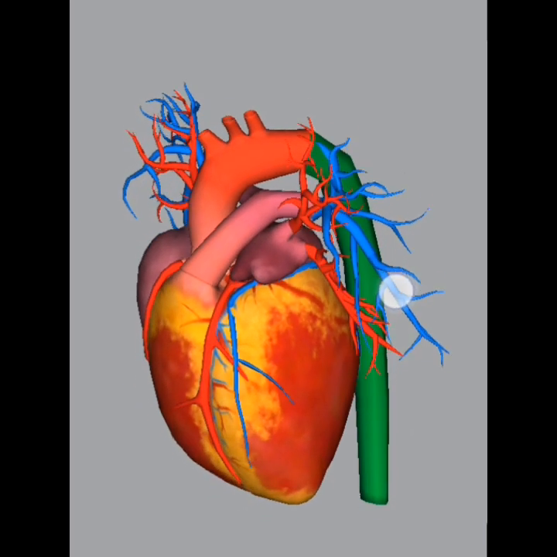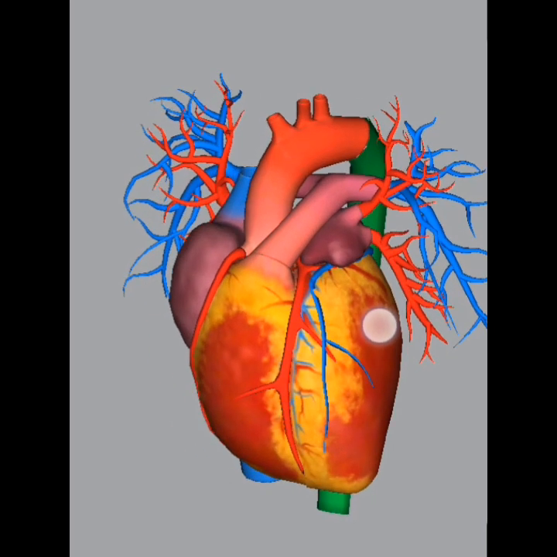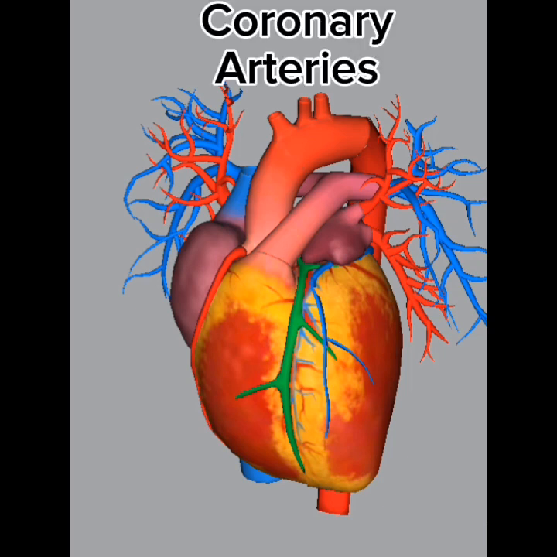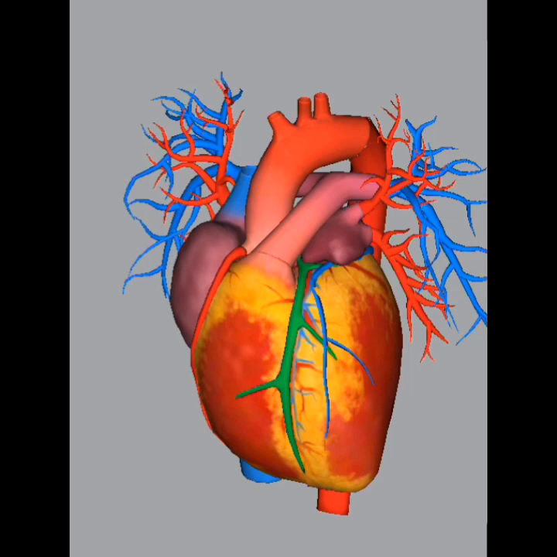Now let's have a look at these smaller branches. These smaller branches here we call the coronary arteries. The heart is actually saving the other parts of the body, but don't forget, when you are saving other people, you have to save yourself too.